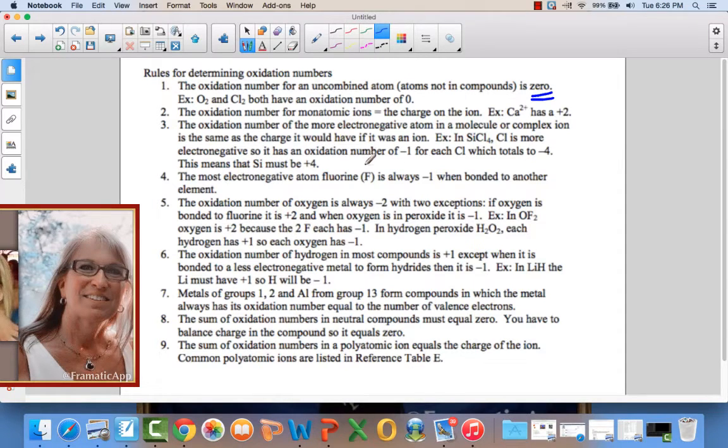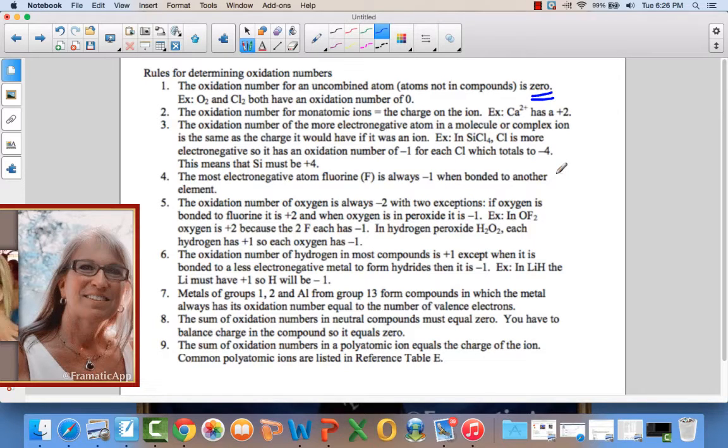Normally, if I have 2 elements, the more negative one would be the oxidation state with a negative. The one that has the higher electronegativity is going to be the one that has the negative oxidation number, and that means that the Si would be plus 4 in this case. Fluorine is the most electronegative element, so therefore it is always -1 when it's bonded to any other element.